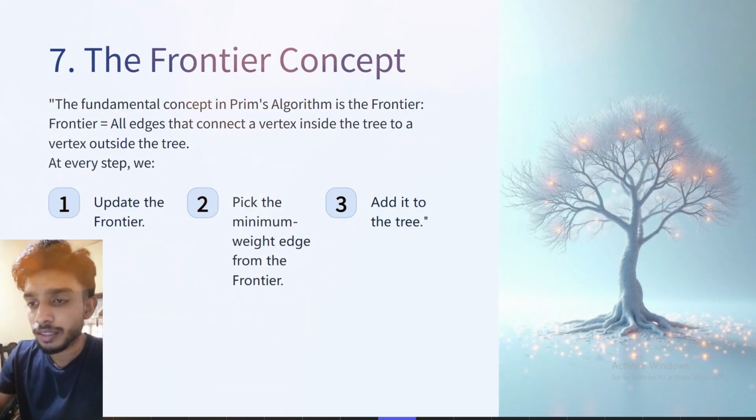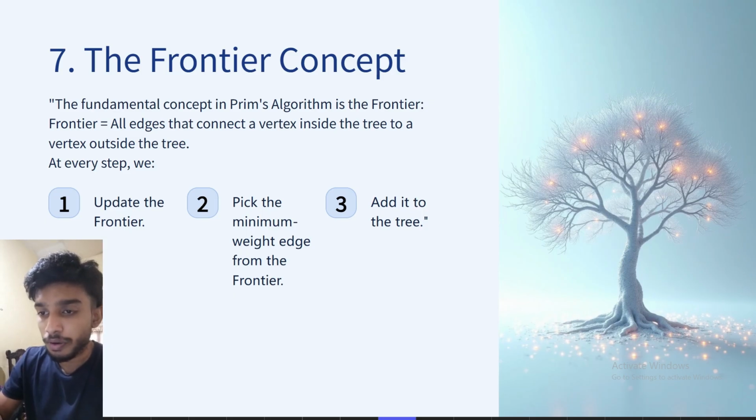Now look at the frontier concept for Prim's algorithm. The fundamental concept in Prim's algorithm is the frontier: all edges that connect a vertex inside the tree to a vertex outside the tree. At every step, we first update the frontier. Second, pick the minimum weight edge from the frontier. Last, add it into the tree.